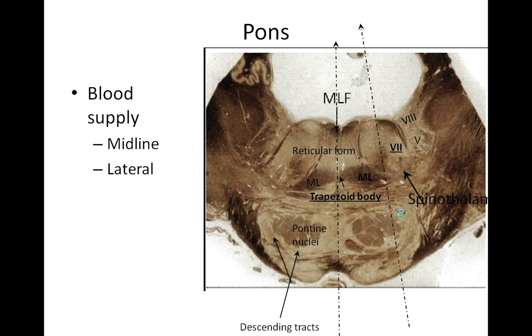Injuring the spinothalamic tract will cause a contralateral loss of pain and temperature sensation, because the spinothalamic tract has already crossed at the level of the spinal cord. And that's basically it for the pons.